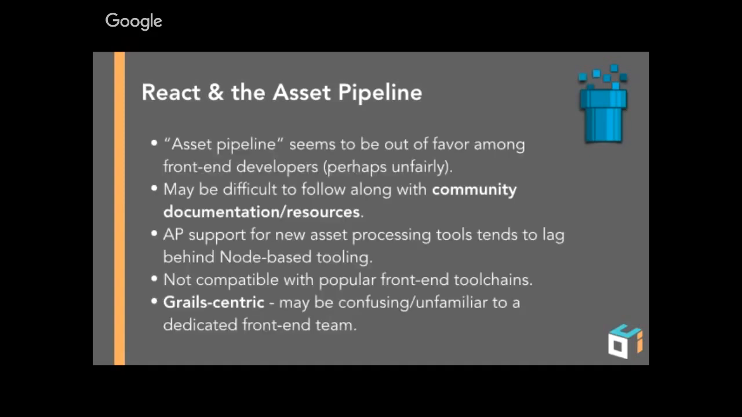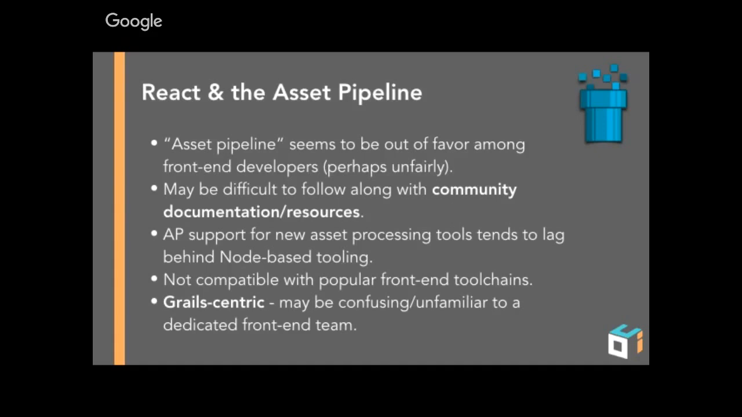Okay, that was our demo. So the asset pipeline, again, just my experience, which is admittedly limited, talking with front-end developers, is just not really in favor anymore. Again, it came from Rails. It's been used in Grails for a while. There's just not, that I've found, a lot of documentation or community activity around using the asset pipeline with these newer JavaScript frameworks and libraries. And so that's been a disadvantage I found.